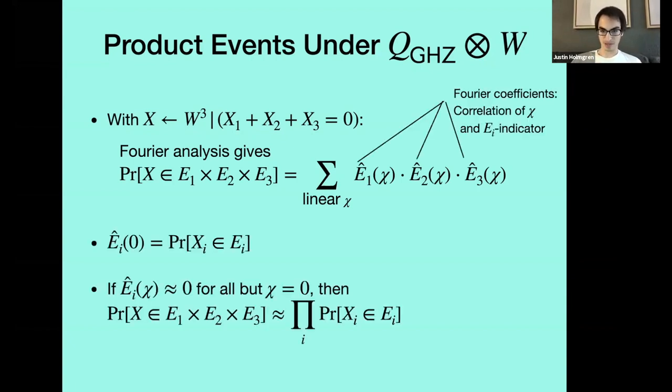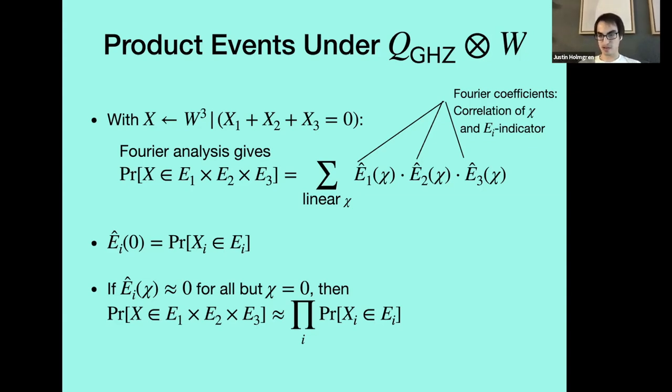So what I wanted to say is that each Fourier coefficient is the correlation of this event with a linear function. Specifically, it's the correlation of the indicator function for this event with a linear function. Now looking at the second bullet point, one of these Fourier coefficients is special. The zeroth Fourier coefficient is just the probability that that individual event happens. So the zeroth Fourier coefficient of E_i is the probability that if you just look at x_i by itself, x_i is in E_i.